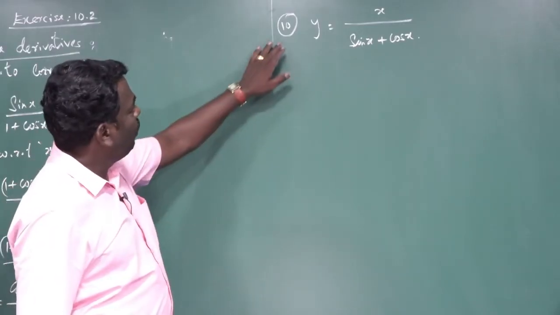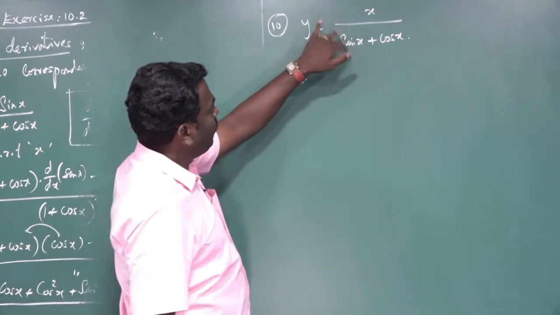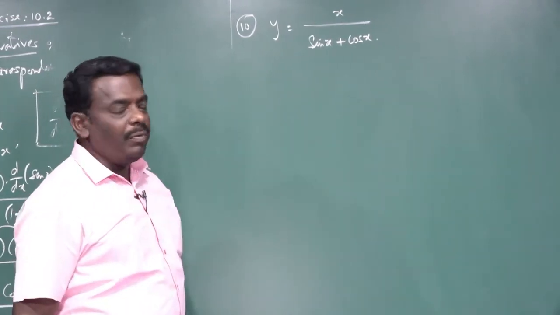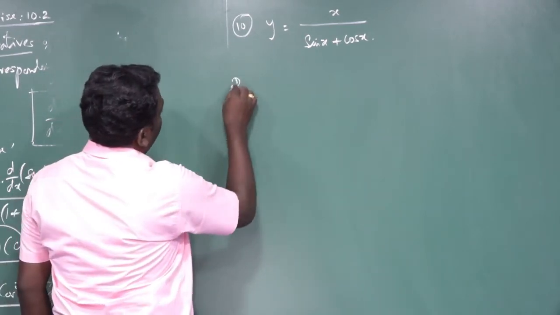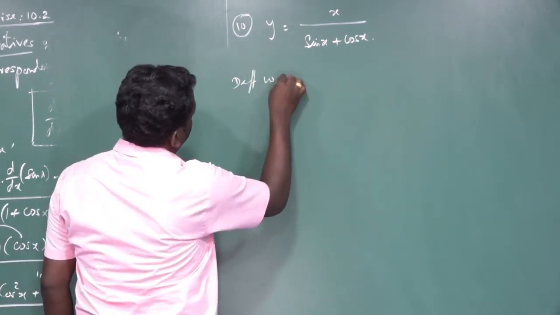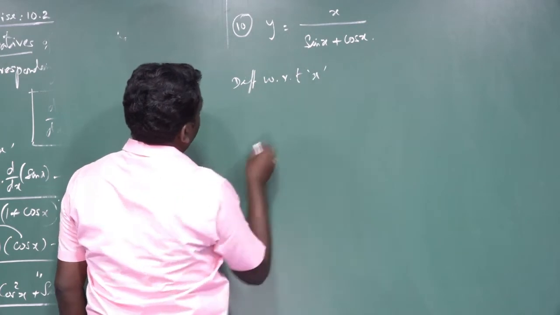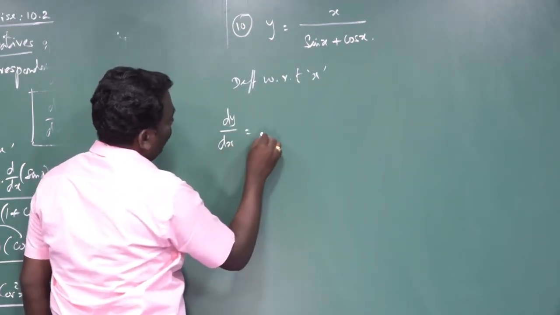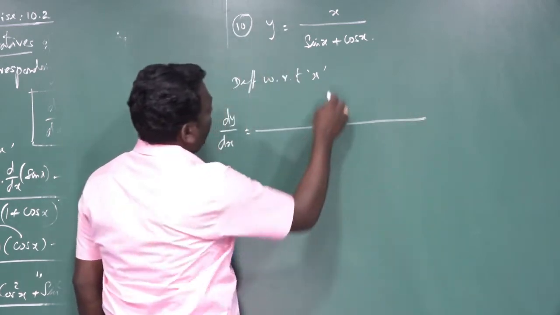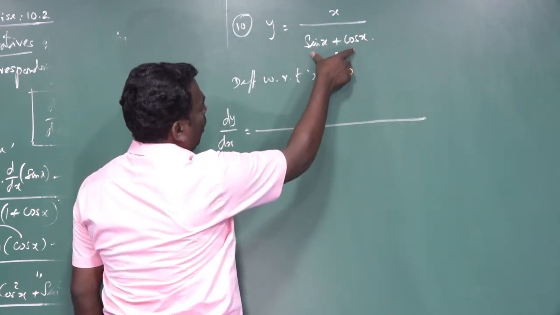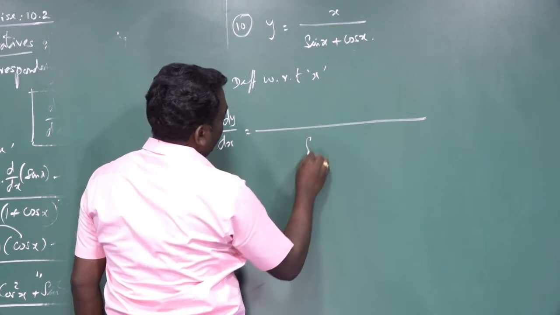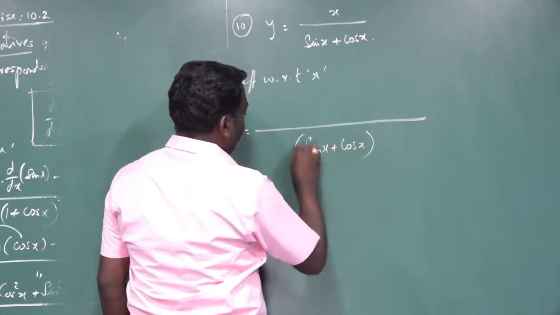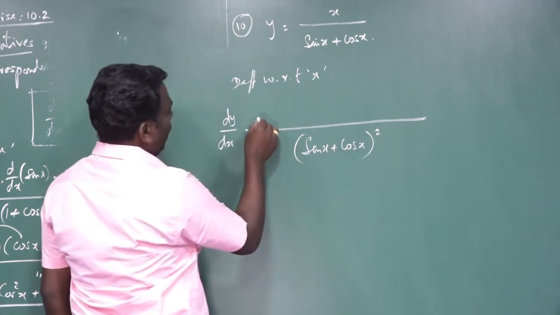Next one, question number 10. y equals x by sin x plus cos x. Again apply the same u by v differentiation. Now differentiate with respect to x: dy by dx is equal to what? The denominator is v, right? First it is v square: sin x plus cos x whole square, and keep u.